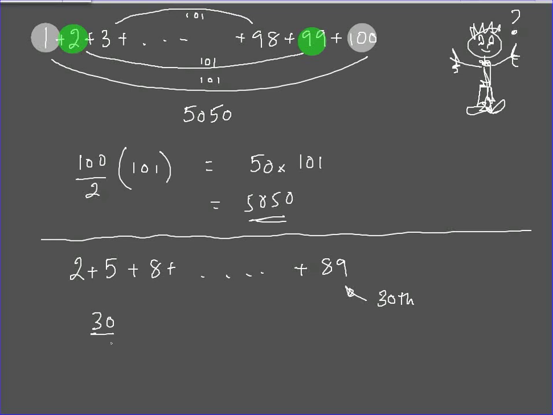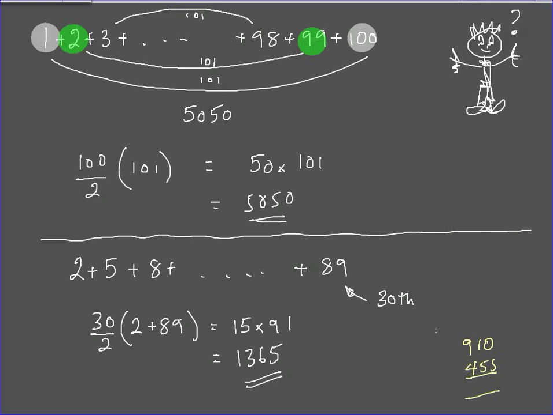30 terms, 15 pairs. First one, last one. And what have we got? 15 multiplied by 91. Oh dear, 15 times 91. Let me do some quick arithmetic. 10 91s, 5 91s. I think that what we've got there is 1, 3, 6, 5. There we go. So that adds up to 1365.